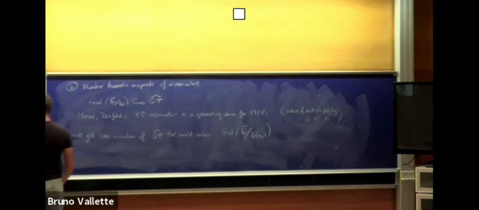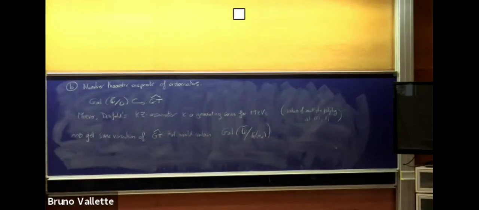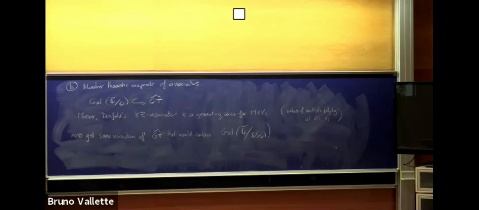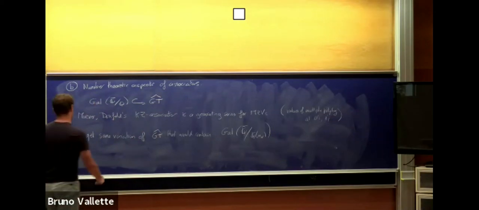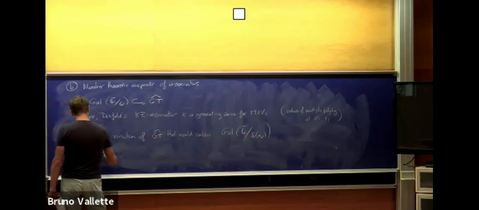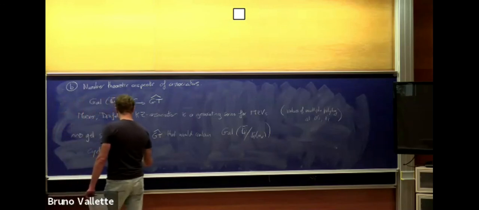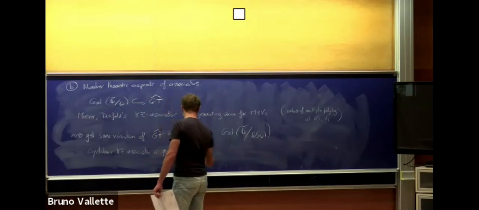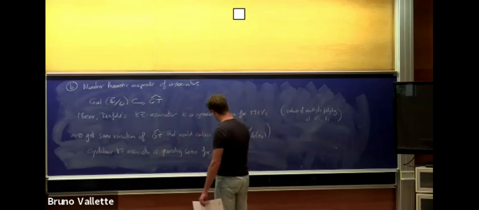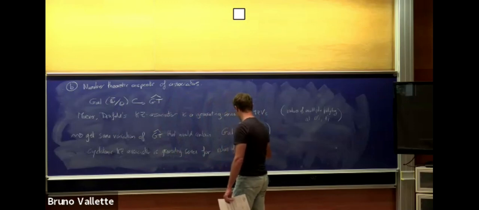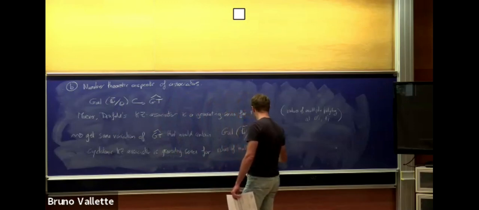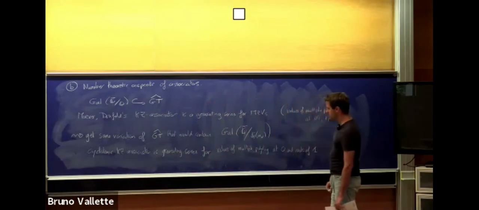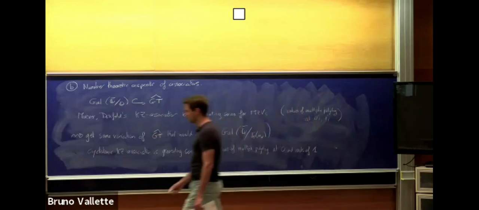And moreover, in his proof of the existence of cyclotomic associators, he used some variation of the Knizhnik-Zamolodchikov equation, which is called the trigonometric Knizhnik-Zamolodchikov equation. And when you integrate it, what you get, the cyclotomic associator, appears to be a generating series for values of multiple polylogarithms at zero and roots of unity. And so that's sometimes called colored multiple zeta values.